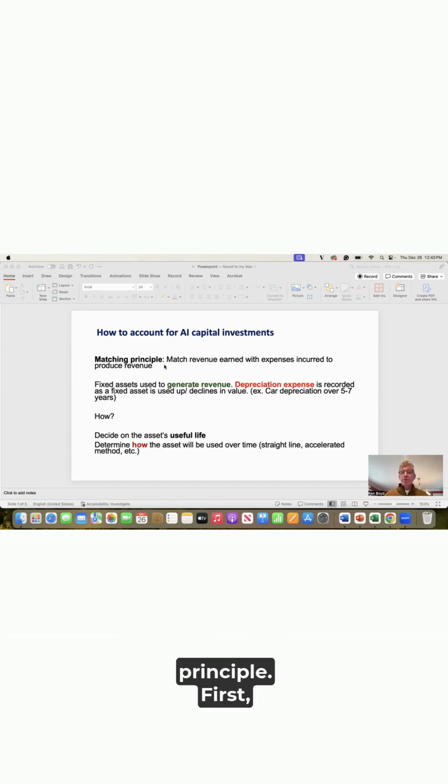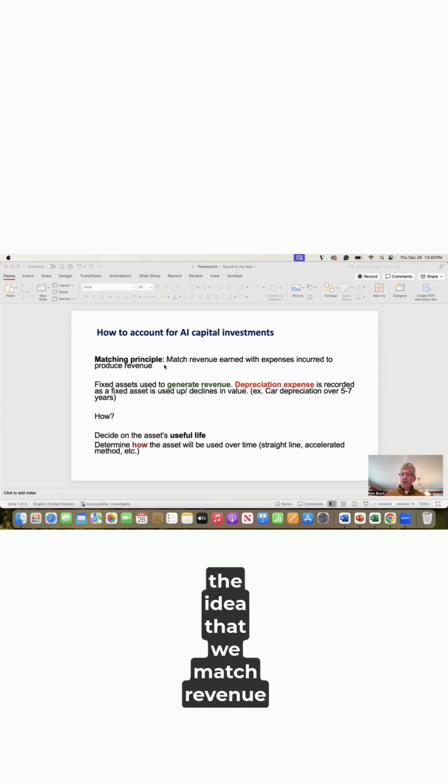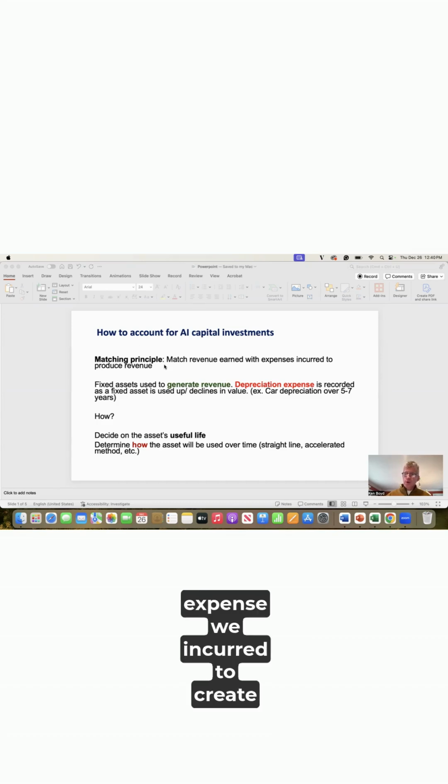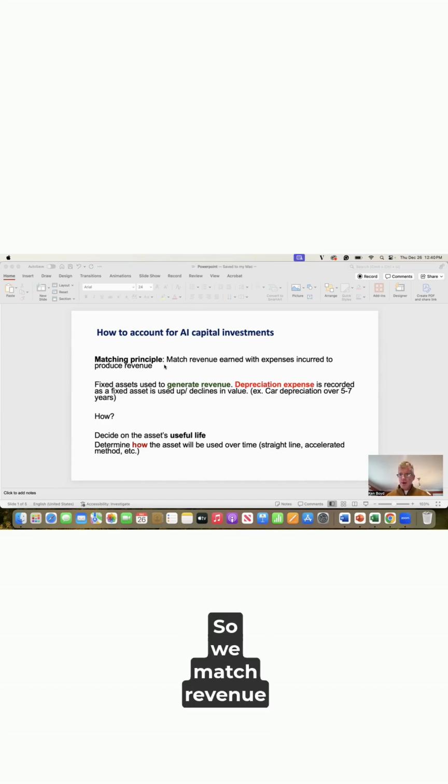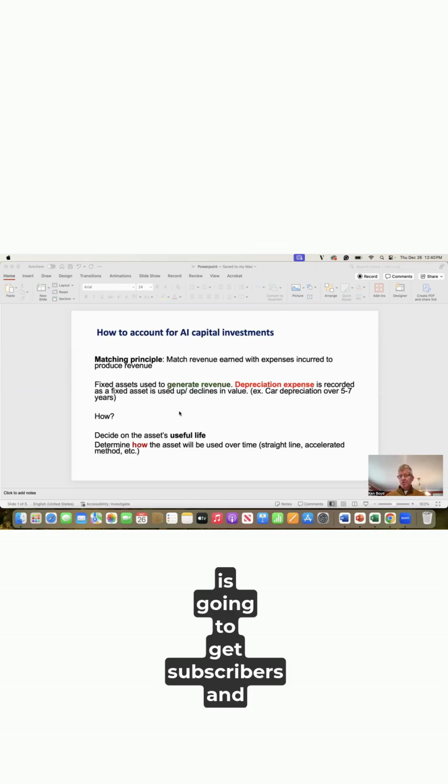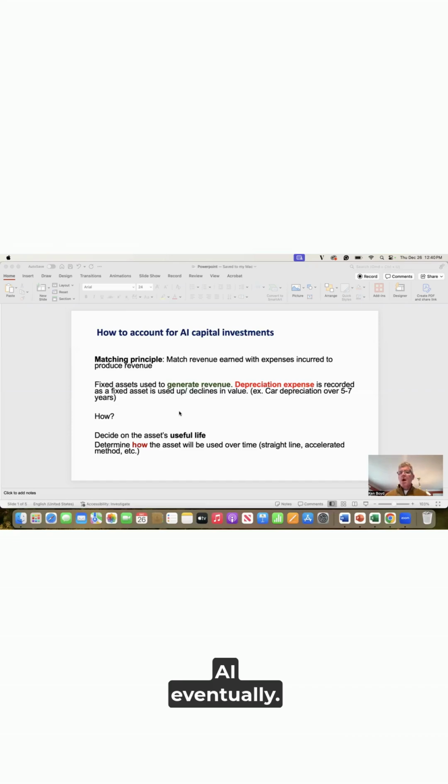Well, let's look at the matching principle first. The idea that we match revenue earned with expenses incurred to produce revenue. So if you make a pair of blue jeans, we match the sale of the blue jeans with the labor and material expense we incurred to create the blue jeans. So we match revenue and expenses. Same thing is true here. In this case, fixed assets are used to generate revenue. So OpenAI, for example, is going to get subscribers and other users to pay for AI eventually.